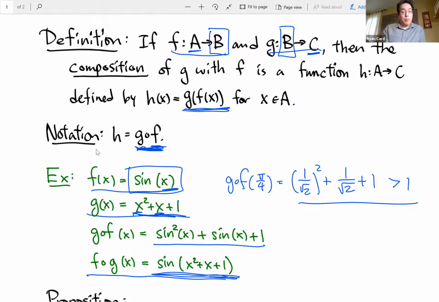So we have a new type of operation. If you have two functions, we can use this open circle composition operator to come up with a new function. But this is not a commutative operation. G of F is something different than F of G. That's important to know.